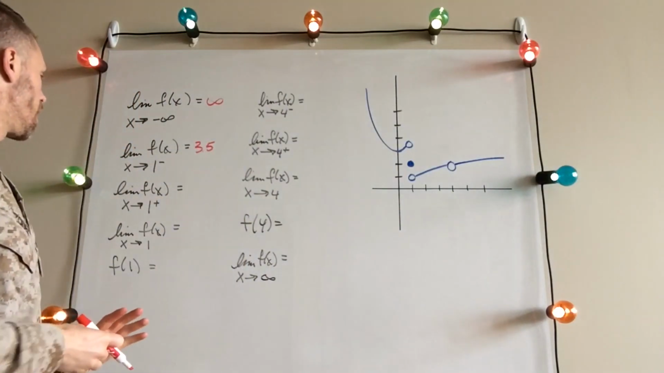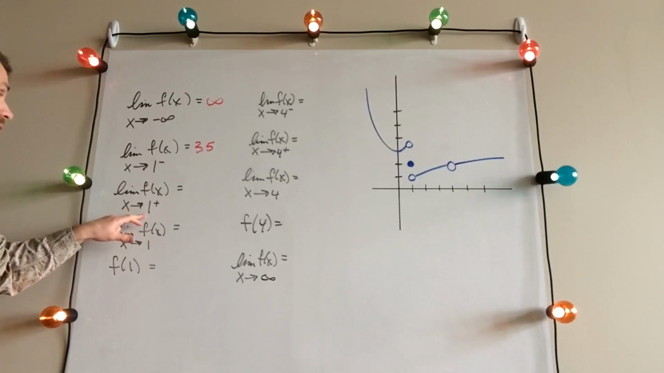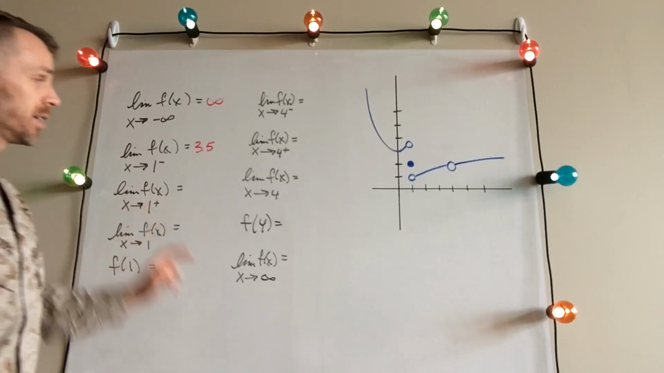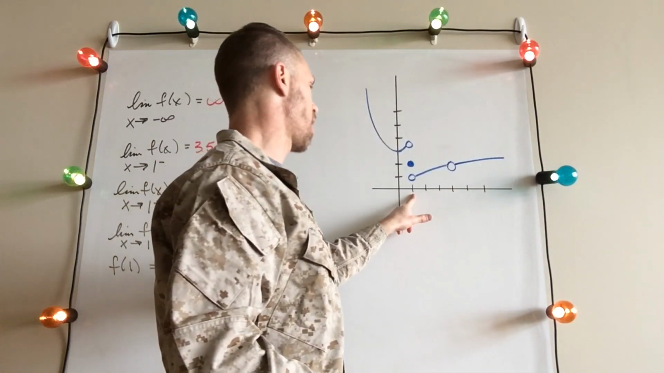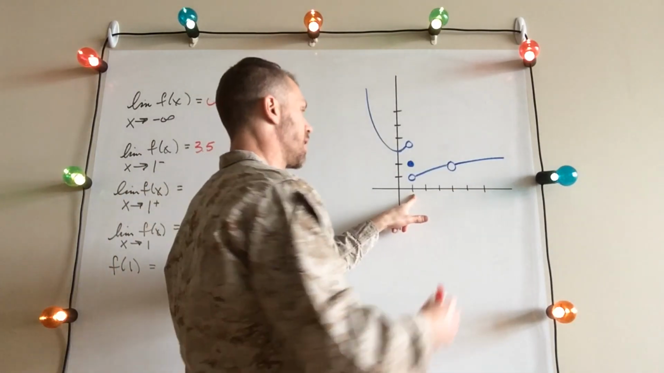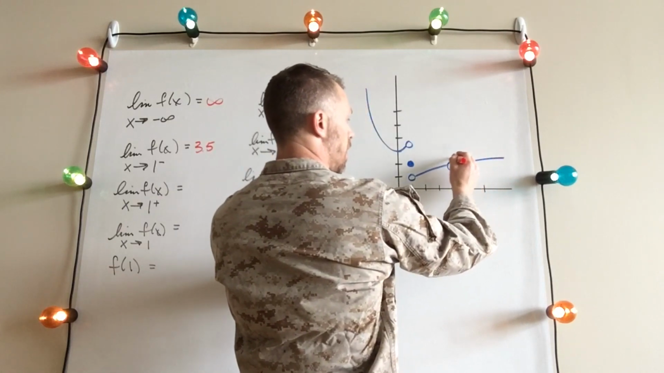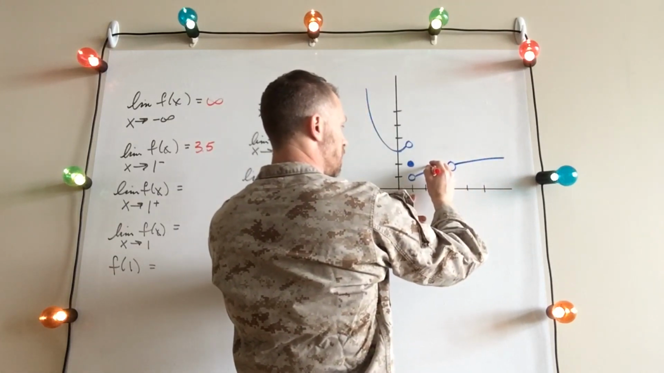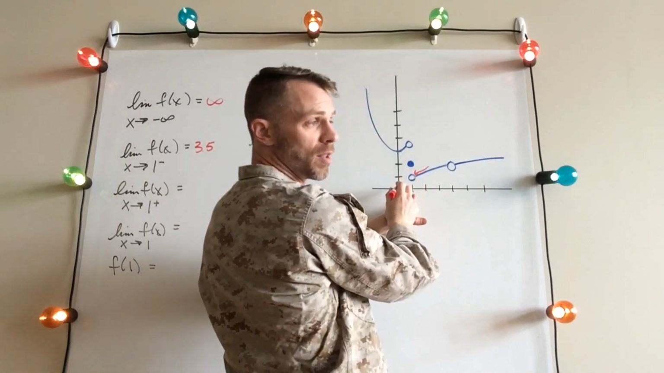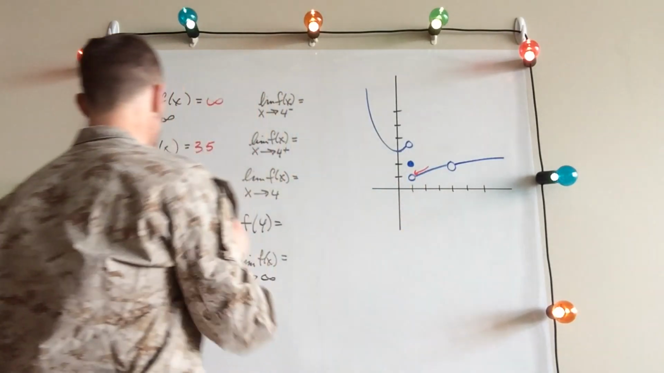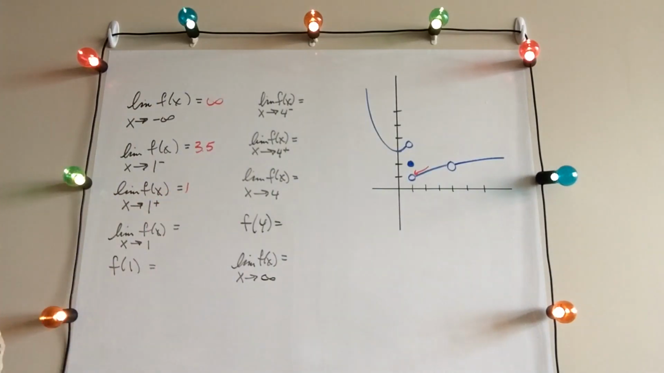Okay. Then next, the limit of f of x as x goes to 1 from the right. So again, we're back here at x equals 1. Now we're going to come at this value of x equals 1 from the right-hand side. So we're tracing along here. As we do that, we're getting really close to this y value right here, which is the number 1. So that limit is equal to 1.